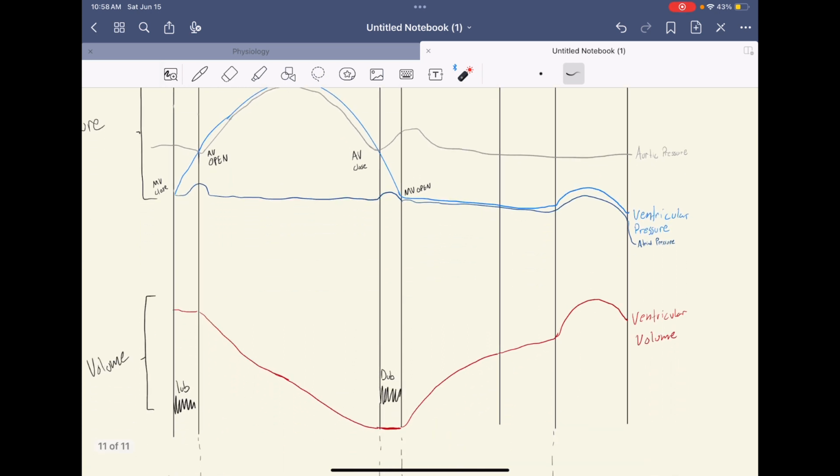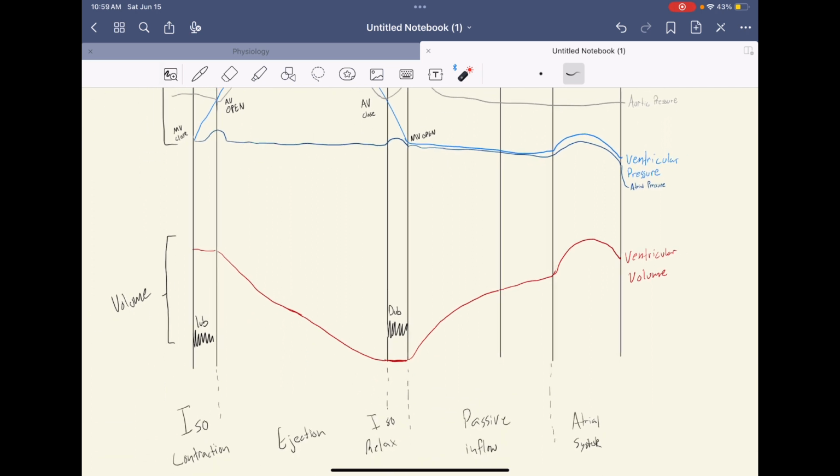the end systolic volume of blood here. And so as we eject blood out of the ventricle and into the aorta, obviously we lose blood. Volume decreases. And as that aortic valve closes and that mitral valve starts to open again, obviously nothing happens. And then we call this the passive inflow.